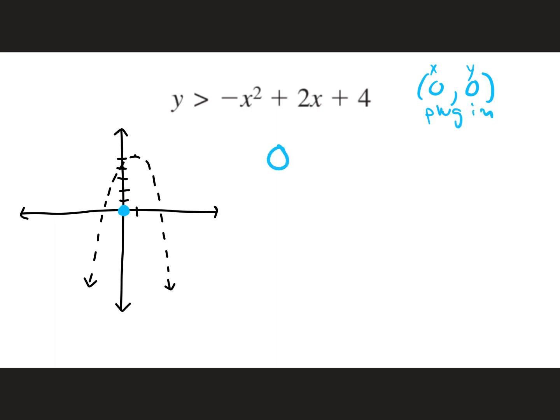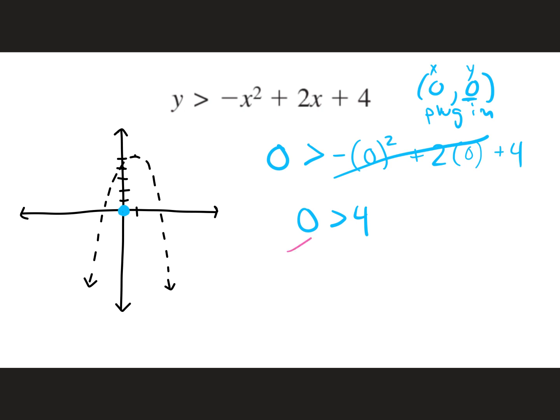So I have 0, because 0 is y, is greater than negative 0 squared plus 2 times 0 plus 4. Well, negative 0 squared is just 0, and 2 times 0 is just 0, so these cancel, and I'm just left with 4. So 0 is greater than 4. We always need to ask ourselves, is this true? Is 0 greater than 4? It is not true.